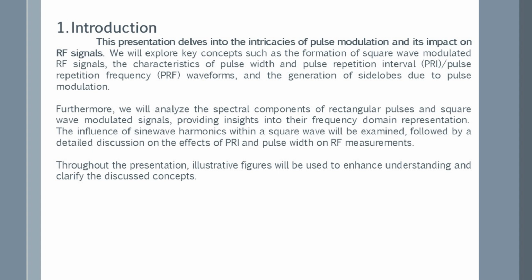We will explore key concepts such as the formation of square wave modulated RF signals, the characteristics of pulse width and pulse repetition interval, PRI/pulse repetition frequency, PRF, waveforms, and the generation of side lobes due to pulse modulation. Furthermore, we will analyze the spectral components of rectangular pulses and square wave modulated signals, providing insights into their frequency domain representation. The influence of sine wave harmonics within a square wave will be examined, followed by a detailed discussion on the effects of PRI and pulse width on RF measurements. Throughout the presentation, illustrative figures will be used to enhance understanding and clarify the discussed concepts.